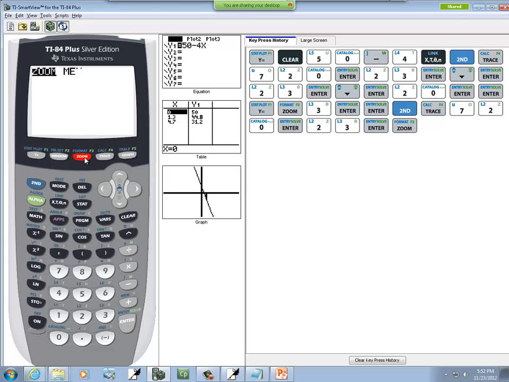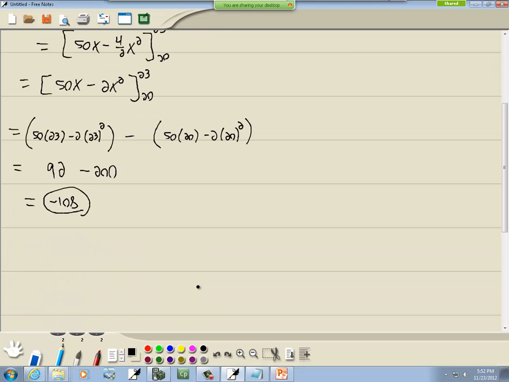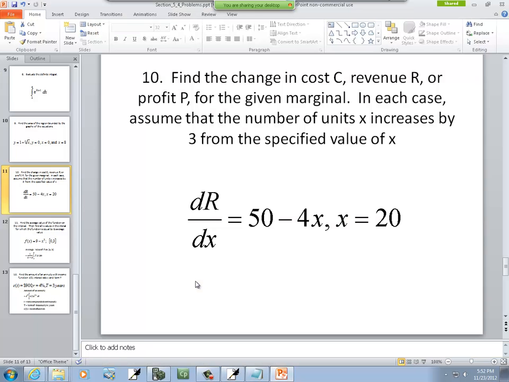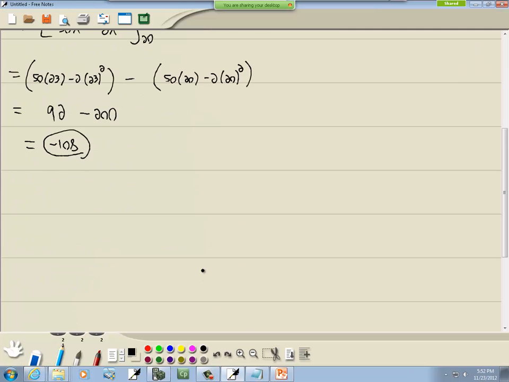Now I'm going to press my zoom and choose Z standard, set it back to the standard viewing window. Be sure to do that. Choose zoom and then 6 for Z standard. Now remember what we're finding here. Find the change in cost for the given marginal. Nothing saying that it's not going to be negative. Okay. Now let's take a look at another one.